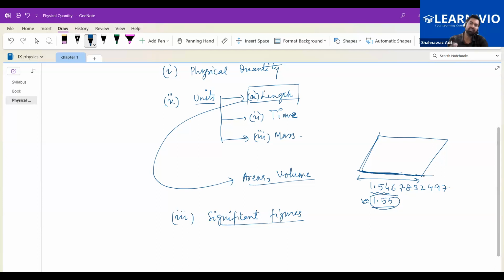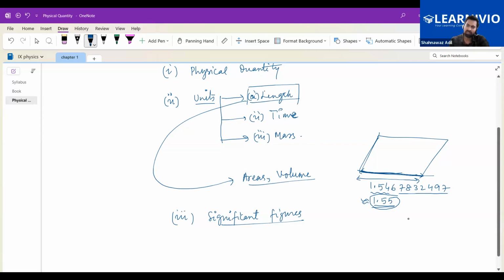So the number of figures we require to justify a measurement, that is what we call the significant figures, right? So to represent the measurement of this table, we only require this much significant figure. Right? We don't need all these things.